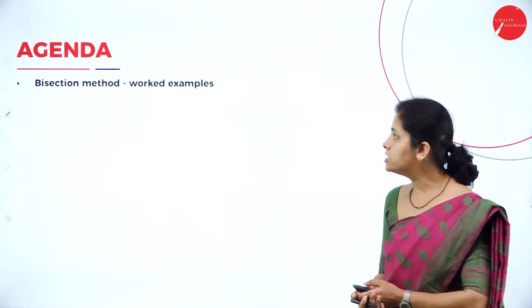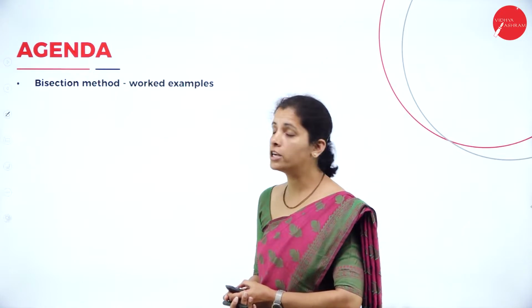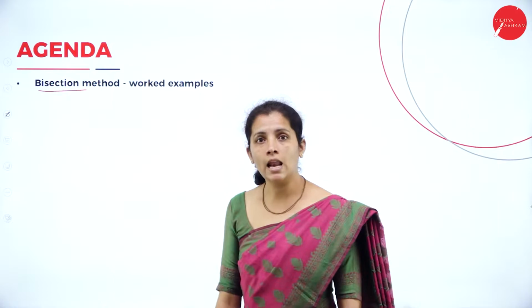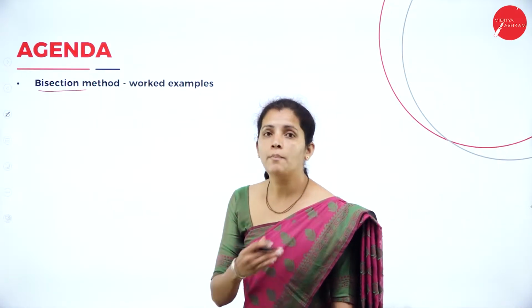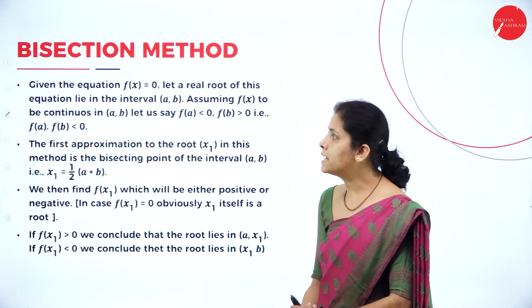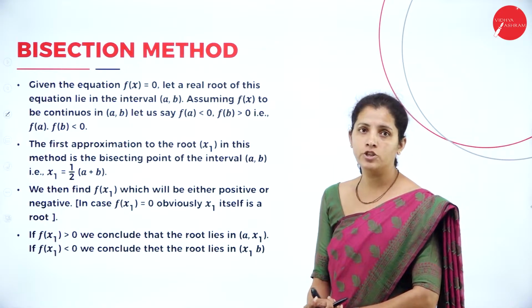But in today's session, I'm going to start with the first type of iterative method, that is the bisection method. Along with that, I'm going to discuss some worked examples. Now, what is the bisection method? Why do we require the bisection method?